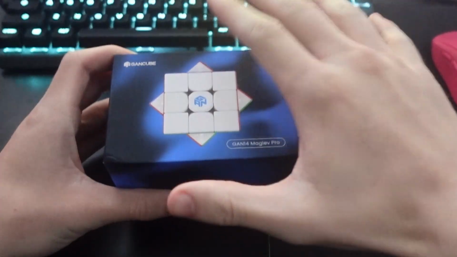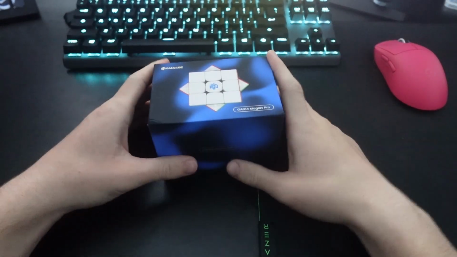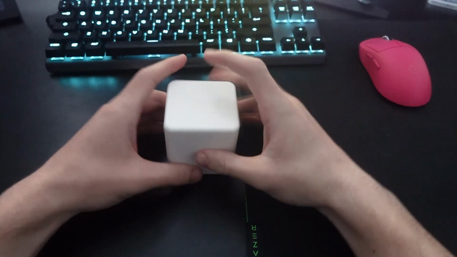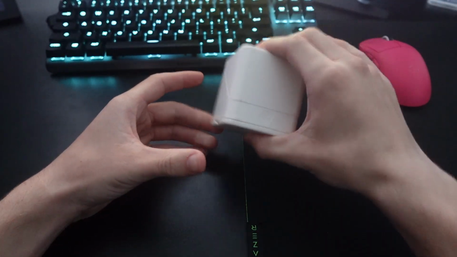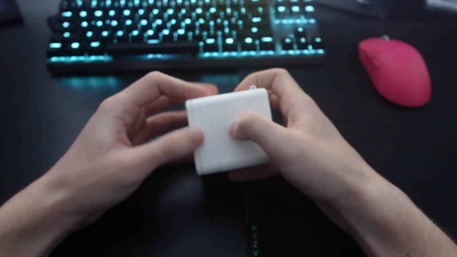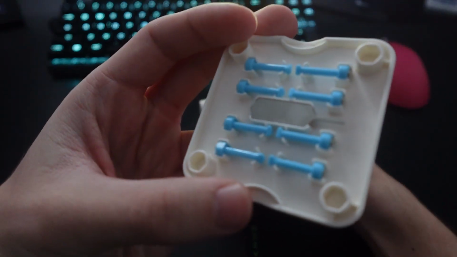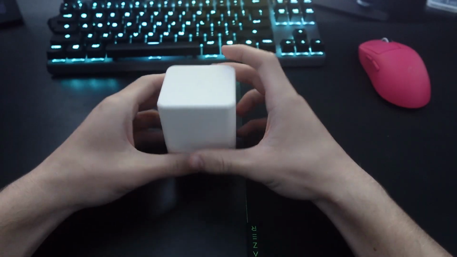Alright guys, we have the cube. So let's open this with magic, shall we? Alright guys, we have the cube in this box. Let's, oh, there's a little magnets right here. Let's open it, ready?